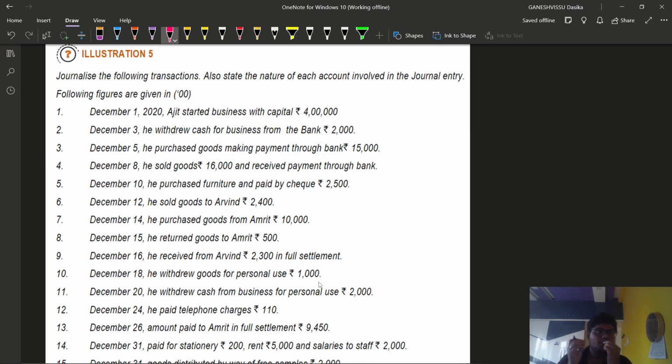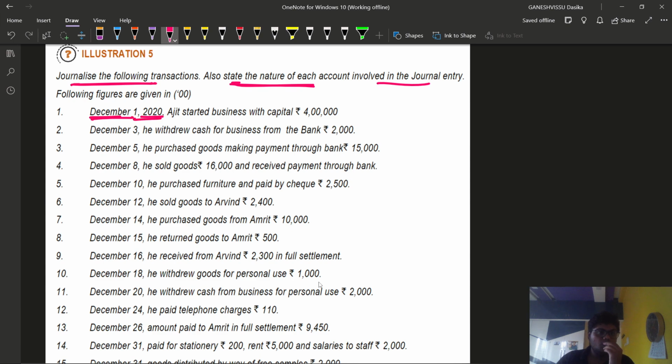Let us start now. As you can see here, the amount is rounded off for two zeros, that means hundreds. What would be the actual value of this 4 lakhs now? 400 lakhs. We are required to add two more zeros if we want to know the actual value. Journalize the following transactions and also state the nature of each account involved in the journal entry. Okay, no problem.